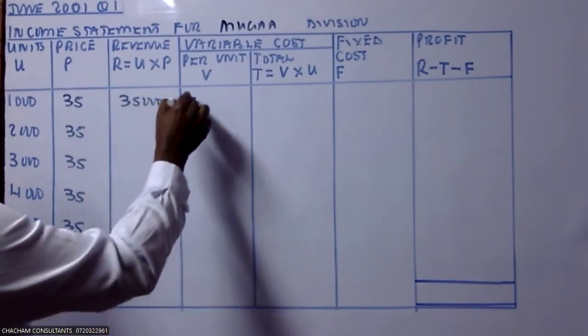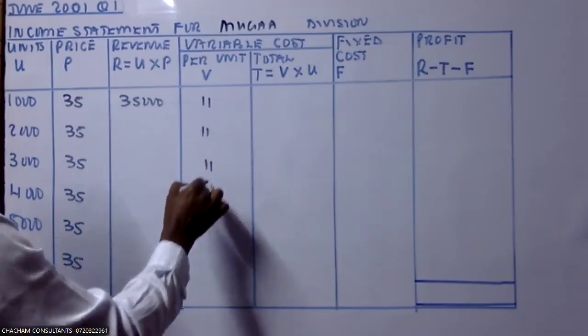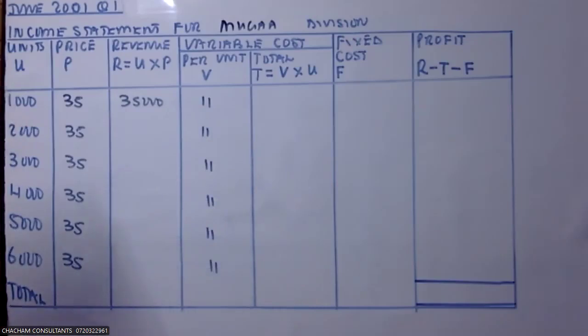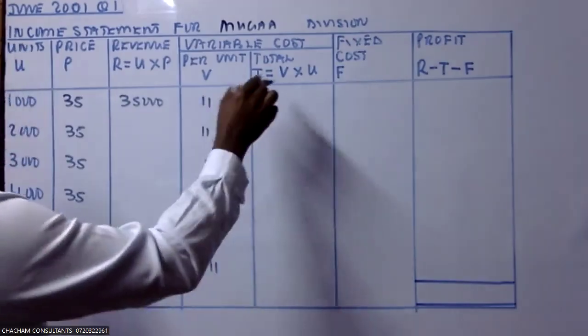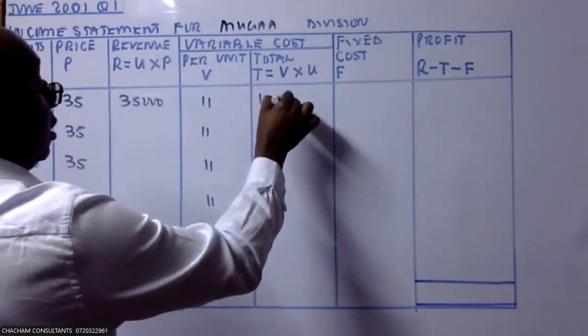Then the variable cost is 11. So put 11 kila mahali. So like the total cost sasa hapa itakuwa 11,000.